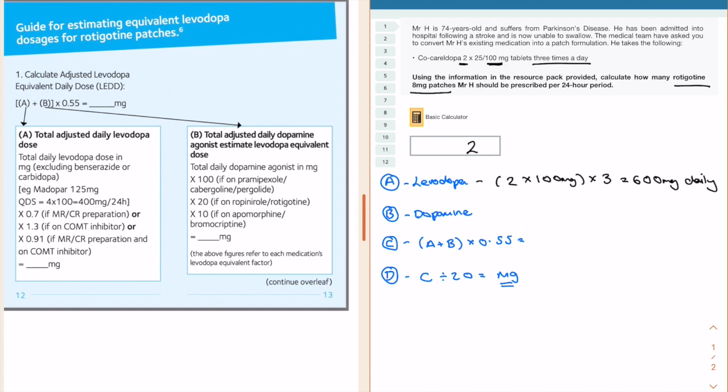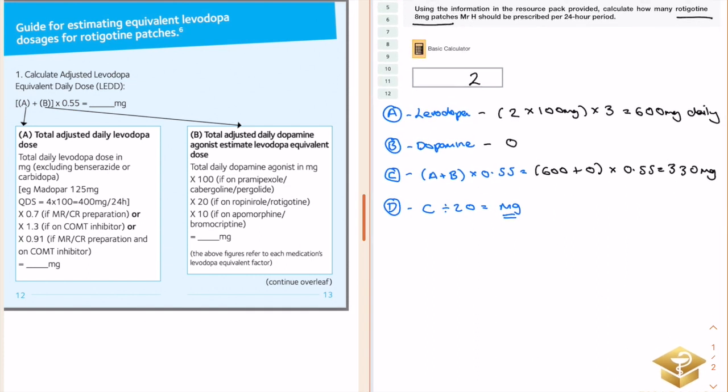Now if you look at the dopamine agonist, well, the question's told us that they're only taking levodopa. They've not talked about ropinirole or cabergoline or any other dopamine agonists. So here the answer is going to be 0. So part C of the calculation, we add A and B together. So we're going to add our 600 milligrams to our 0, which was our answer in B, and then we're going to multiply it by 0.55. If you do that on your calculator, you get an answer of 330 milligrams.